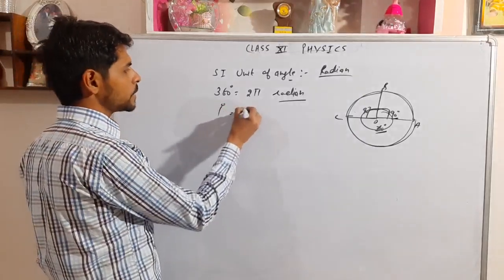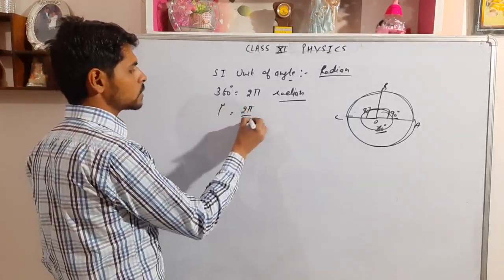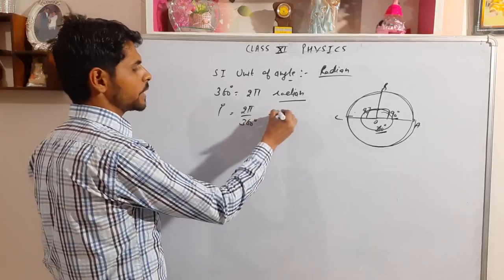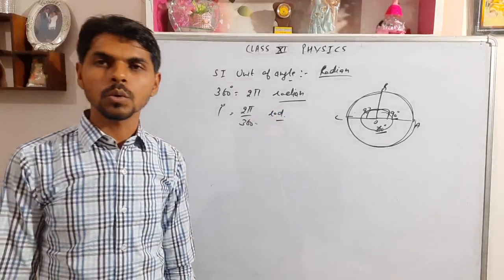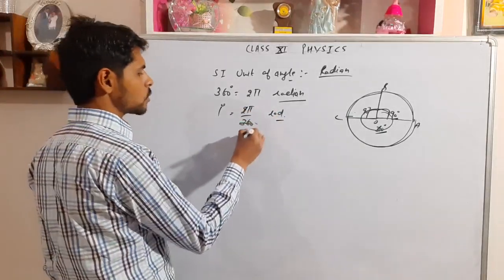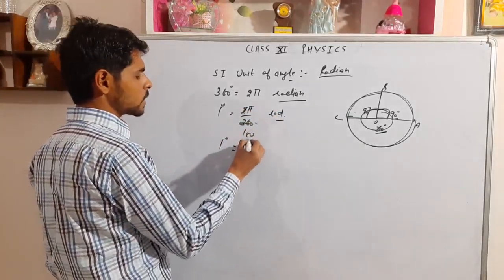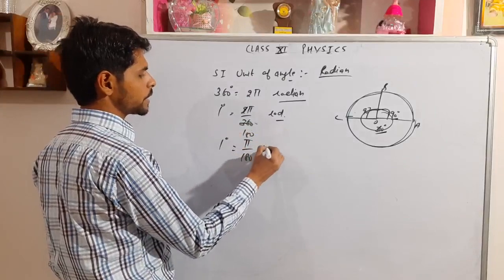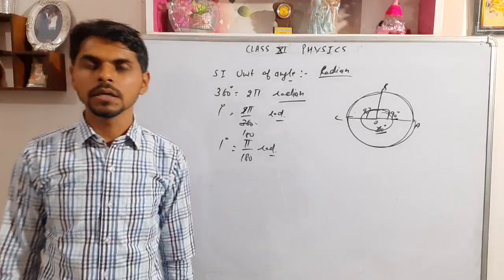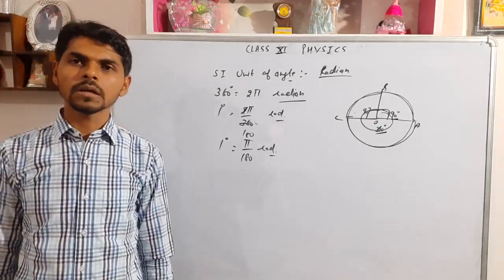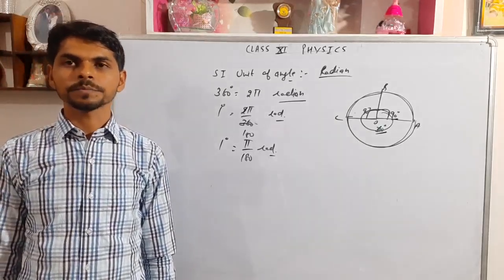So 1 degree will be 2 pi upon 360 radians. 2 pi by 360 is equal to 1 degree in radians. Now cancelling, 1 degree equals pi upon 180 radians. It means I have the value of 1 degree, that is pi upon 180 radians.